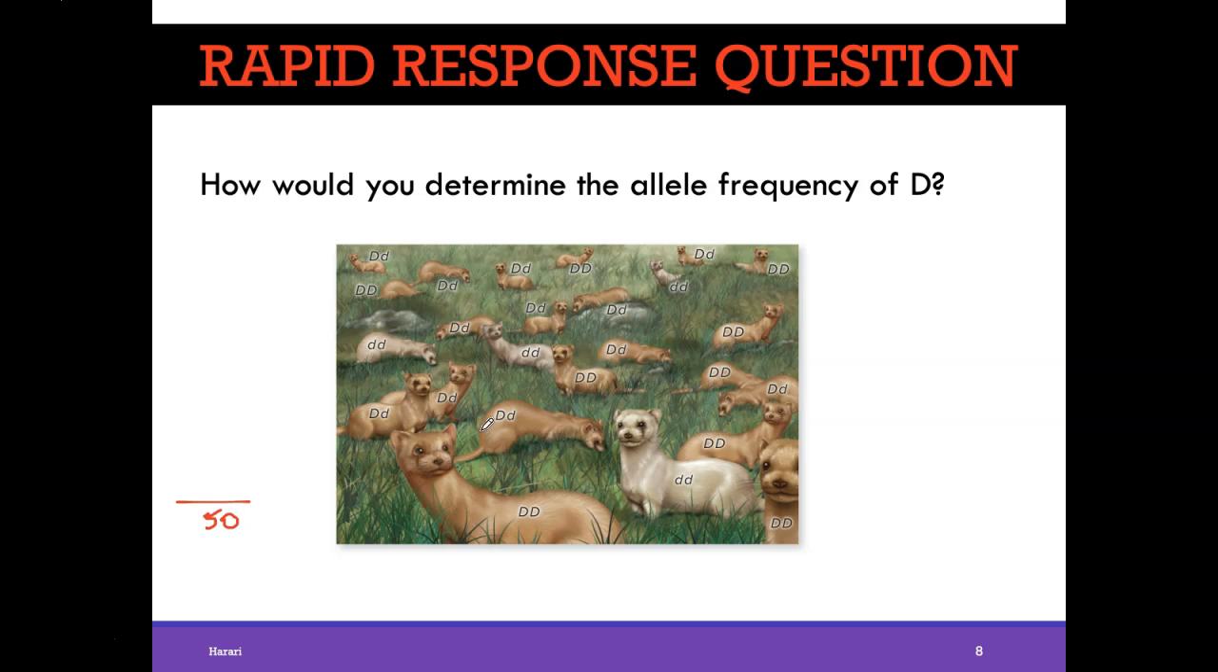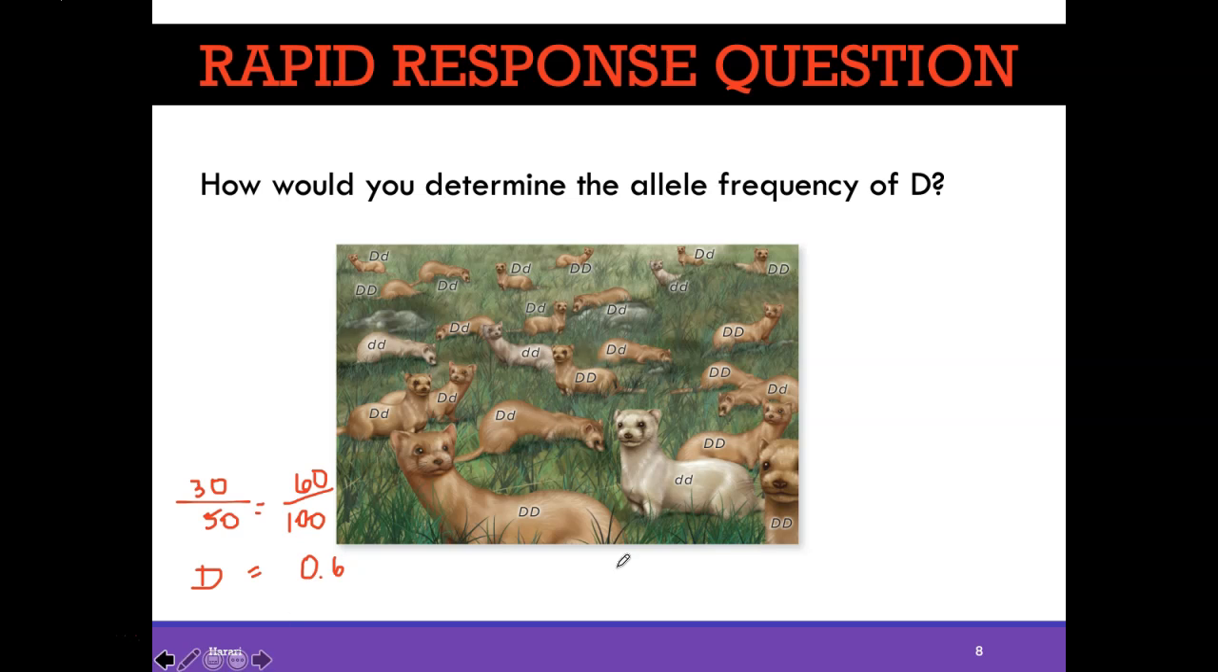How many of those alleles are big D? Well, you would just have to count. You could just tally them up. And if you were to count all the big Ds, you would see that there are 30. So 30 divided by 50 will give us our allele frequency. Another way to think about that is 60 over 100, because you could multiply both the top and bottom by 2. So without even using a calculator, we could say that the allele frequency of big D is 0.6.